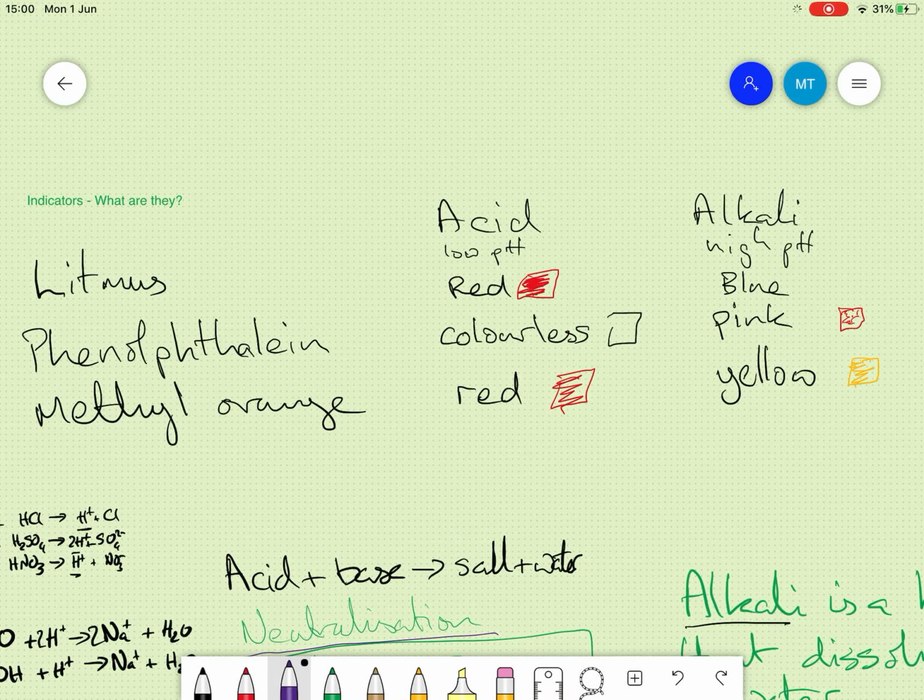Okay, we will need to look at solubility rules for salts and salt preparation next time.